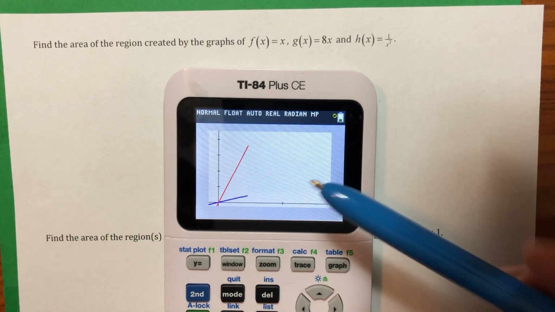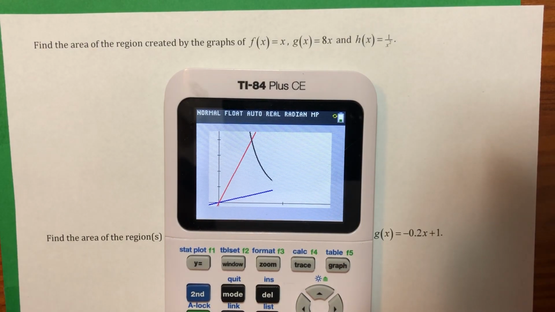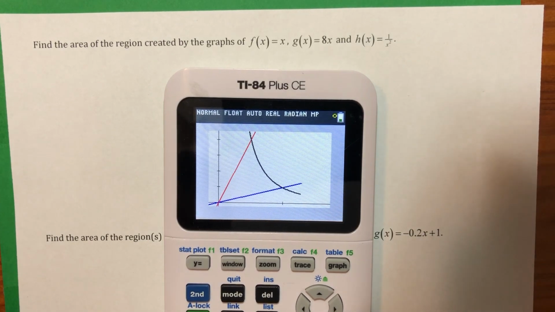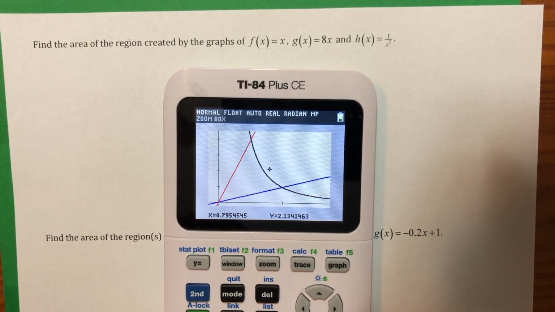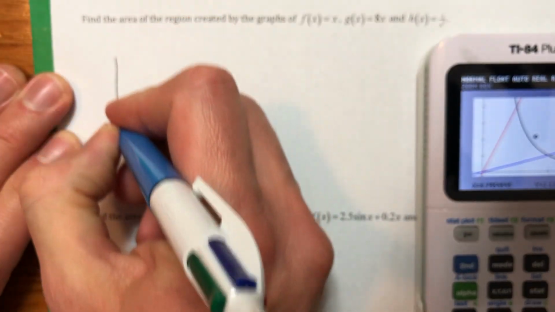Now we know this line is y equals x. The red one is 8x, and the other one is 1 over x squared. And we need to figure out the area of this little thing. So we're going to draw it. It doesn't have to be perfect, but it does need to be well enough that we can figure out what's going on. So let's draw this thing.